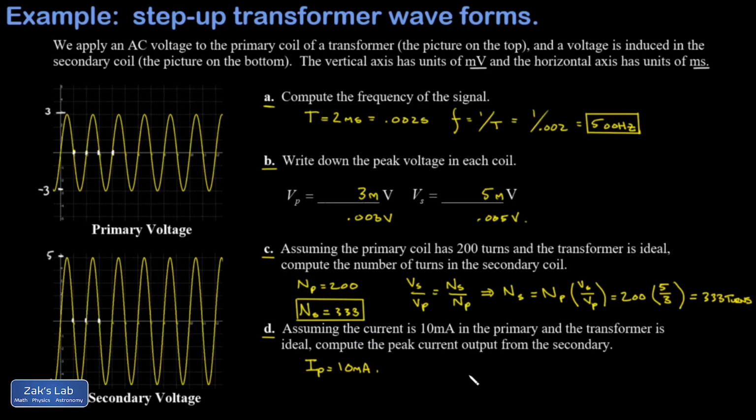Okay, so I write down the relationship between current and the number of turns and solve for the current in the secondary and plug in the number of turns in the primary. That's 200. Number of turns in the secondary, 333. And the current in the primary will have units of milliamps, and we'll just express our final answer in the same units. And I get 6 milliamps for the output current. So as with any step-up transformer, the output is coming out at a higher voltage, but you get a smaller current.